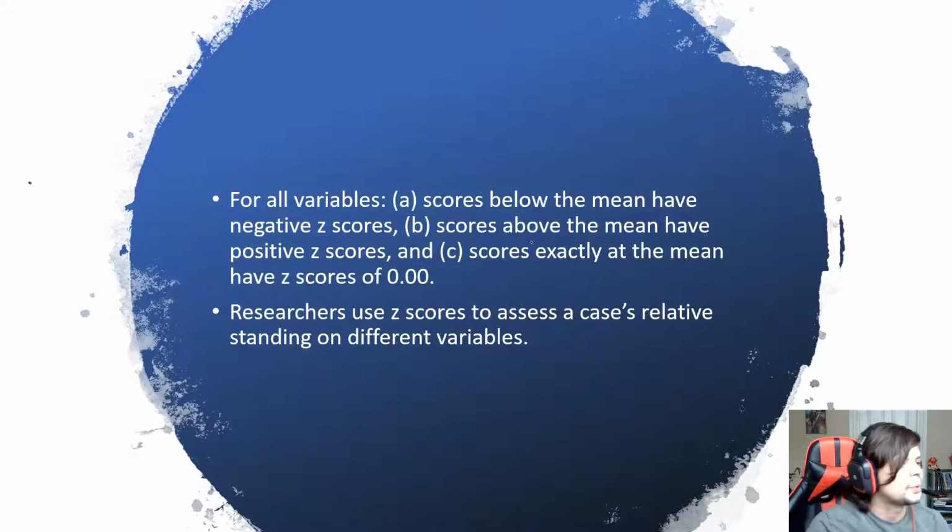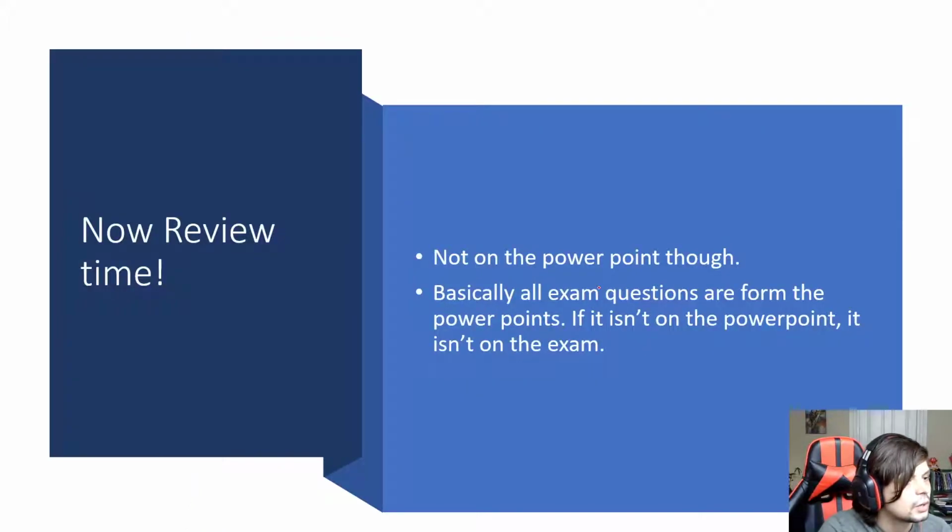So for all variables, scores below the mean have negative z-scores. Scores above the mean have positive z-scores, and scores exactly at the mean have a z-score of 0. Researchers use z-scores to assess a case's relative standing on different variables. That is your z-scores.